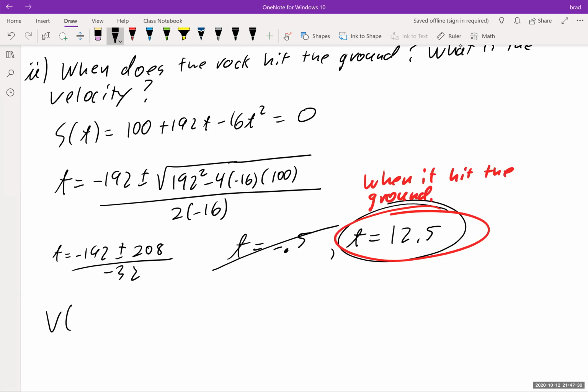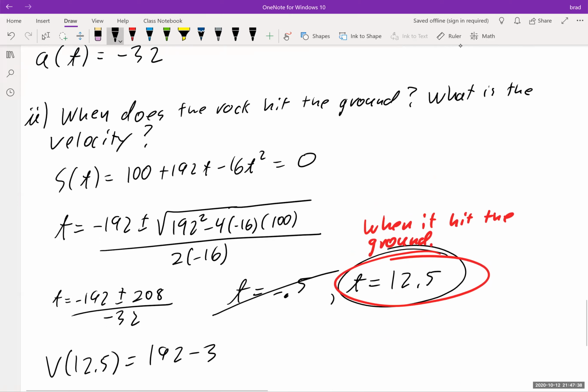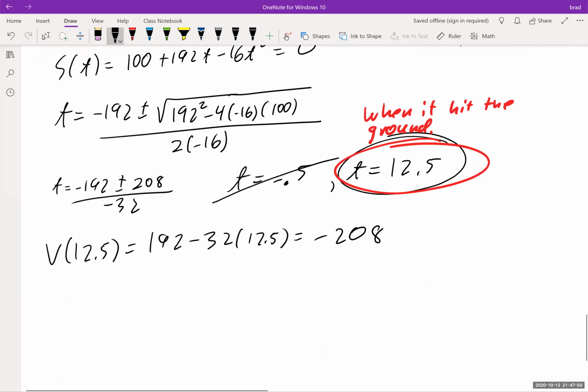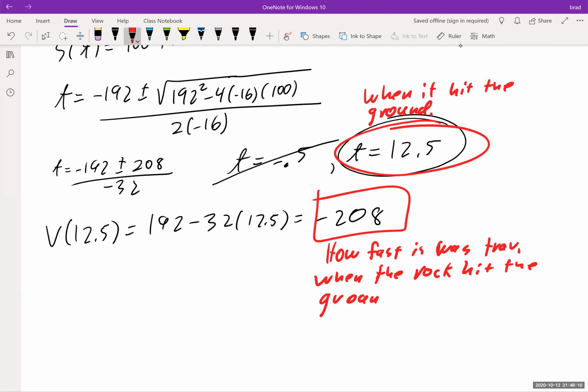So I'm going to do v of 12.5 equals, and then we just look at our velocity function, 192 minus 32 times t. And I believe you get negative 208 once you plug that in. Yes, you get negative 208. So we now found our velocity, all right? This is our velocity function, how fast it was traveling when the rock hit the ground.